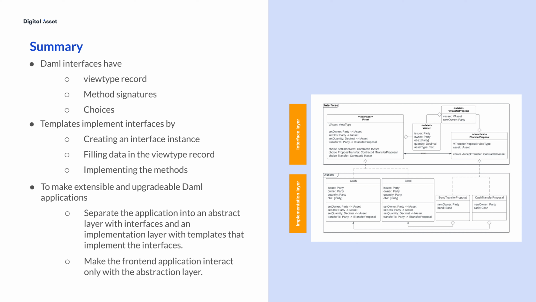For that, you create an interface layer that contains all the interfaces. This layer forms the API that the front-end application can use. The second layer will have the interface implementations. Separating the two layers gives you the flexibility to add new features and helps make your upgrades easier as your DAML application evolves.